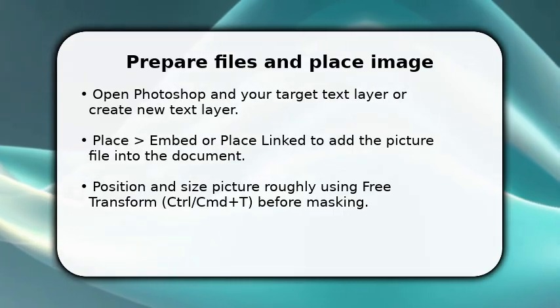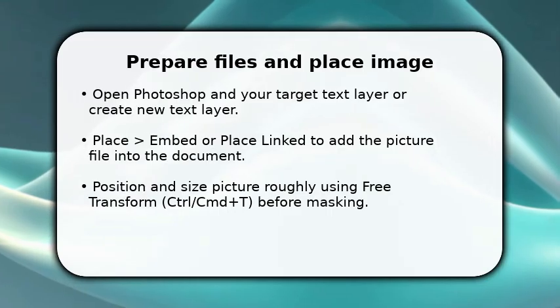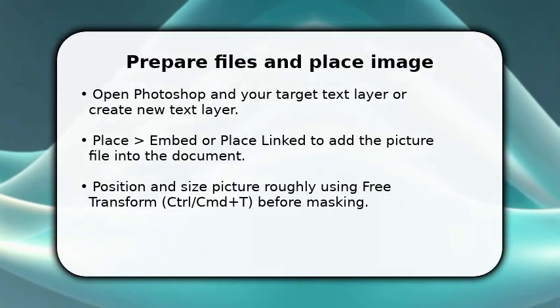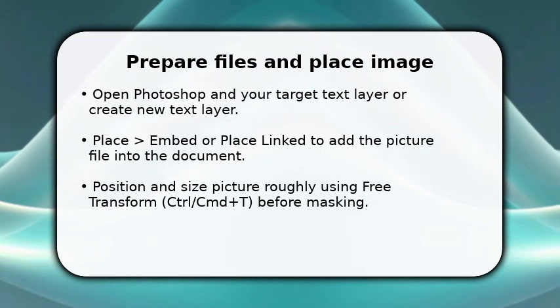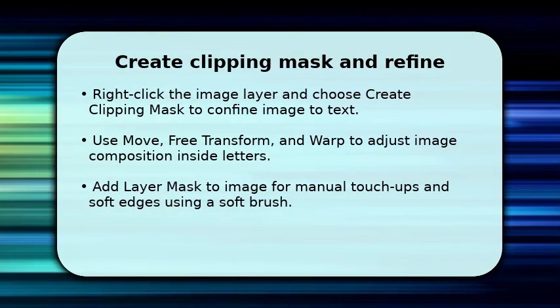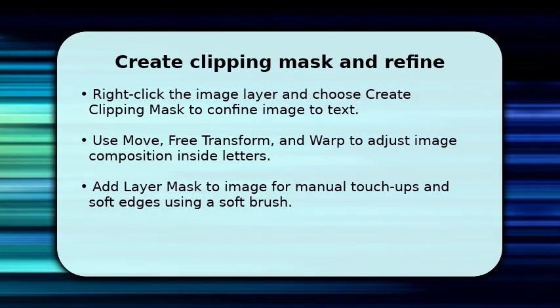Make sure the image covers the entire text area you plan to fill, because precise alignment happens after you create the clipping mask. Once the image sits above the text layer, right-click and pick Create Clipping Mask so the photo appears only within the text shapes. You'll see how the image conforms.